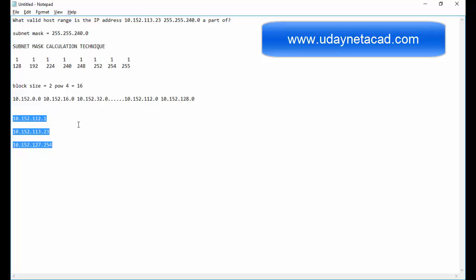No complex calculation. All you have to do is determine the block size and then find the multiples of the block size. Let's say, for example, 16 fives are 80, so 80, then next is 96, and 96 plus 16 is 112. That's how you have to calculate. It will become easy as you practice a lot. So that's an example for class B. We will work on another example.